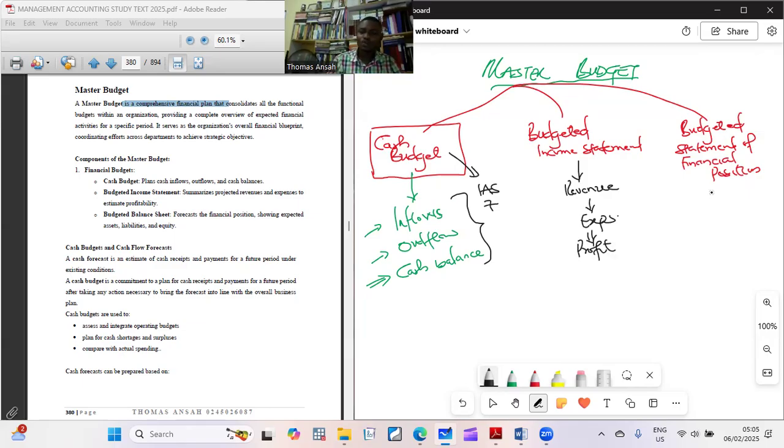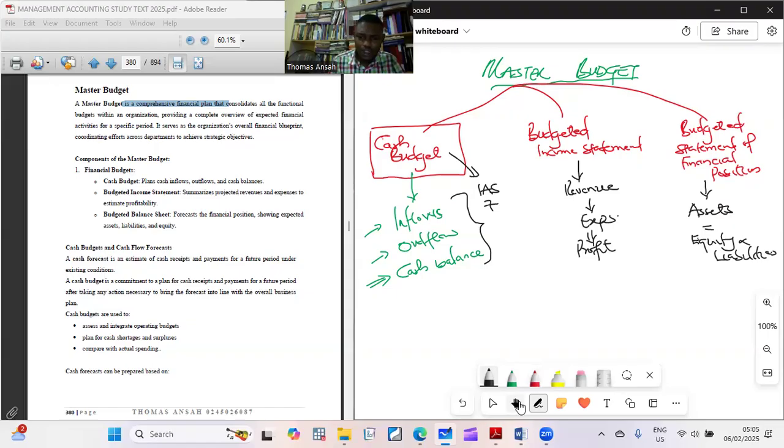The balance sheet helps you know the position of the entity by getting the assets and equating them to your equity and liabilities. Basically that is that, but the cash budget focuses on cash.